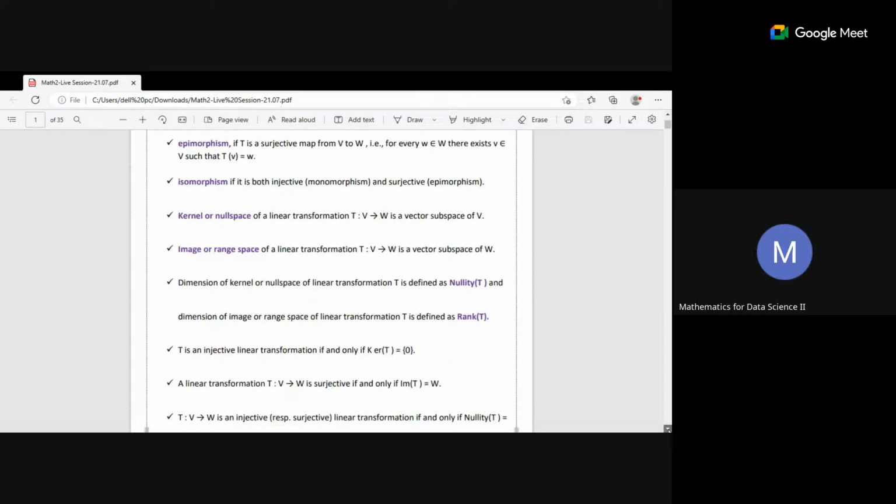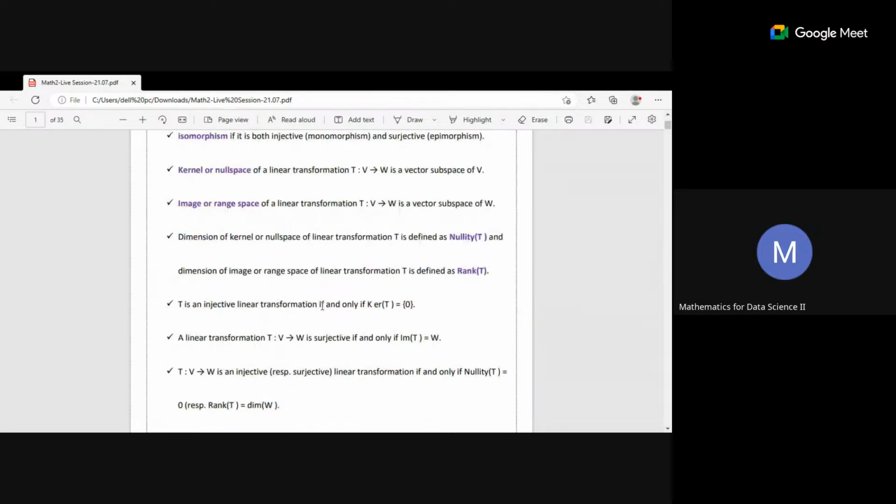And we saw some equivalent conditions: T is an injective linear transformation if and only if the kernel is 0. So kernel is 0 means what? The nullity is 0, right? Dimension of the kernel, your null space, so nullity is 0 in this case. Okay. And a linear transformation T from V to W is surjective, that is onto, if and only if the image of T, that is the range space of T, is equal to W. Okay. So in this case, what happens? What is the dimension of the range space of T? It is your rank. And so this rank of T is equal to the dimension of W when T is surjective.